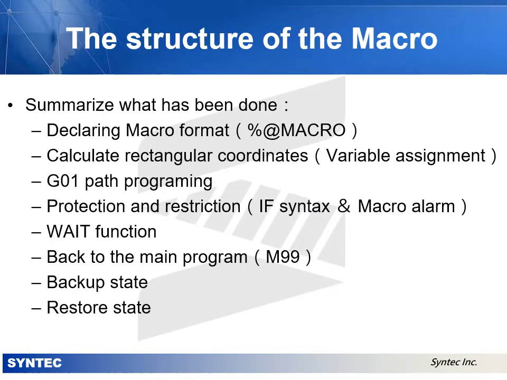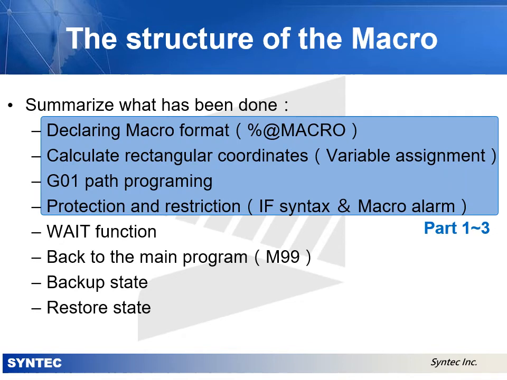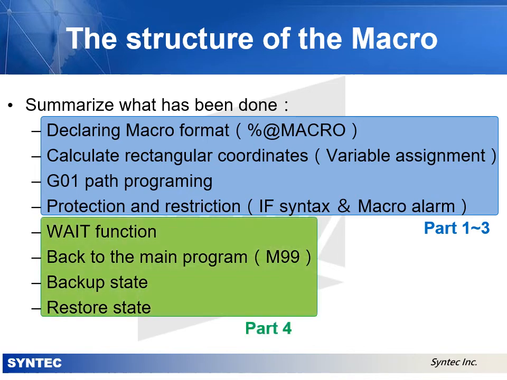Summarize what has been done between Part 1 and Part 4. Part 1, we declared the file to macro format. Part 2, we assigned variables to calculate rectangular coordinates and used G01 to machine the path. Part 3, we used if syntax and alarm to complete protection and restriction. In this part, we used the wait function to block pre-reading, used M99 to return, and learned how to backup and restore state.